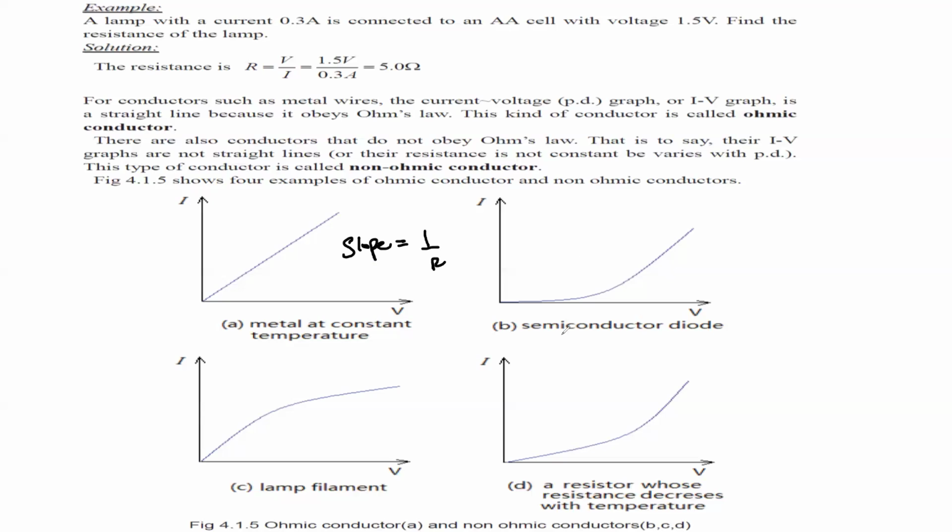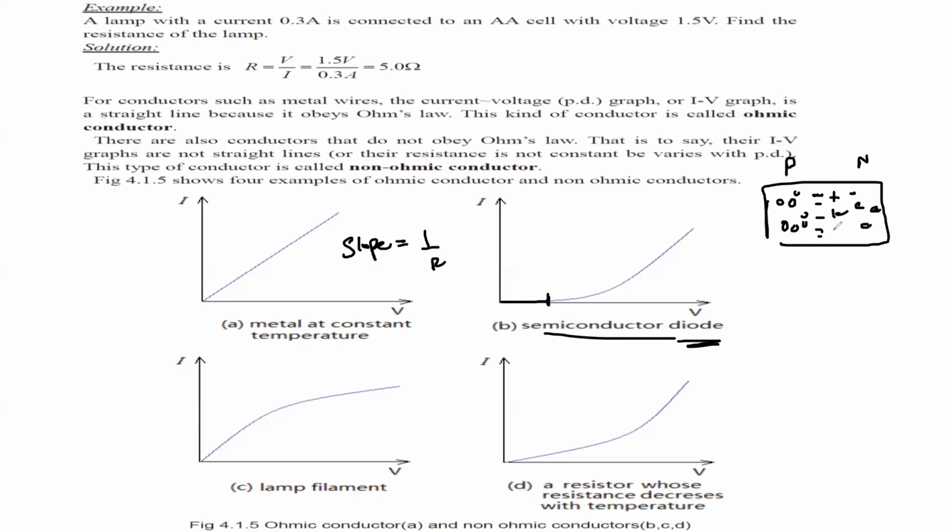But for the semiconductor diode, as we just discussed, initially why is a diode not conducting? As we know, we have a p-type and an n-type semiconductor, and the diode is a combination. So in the beginning, there is a barrier here and the charges need some energy to cross the barrier. At this voltage, the charges do not have enough energy to cross the barrier. That's why the diode was not conducting.